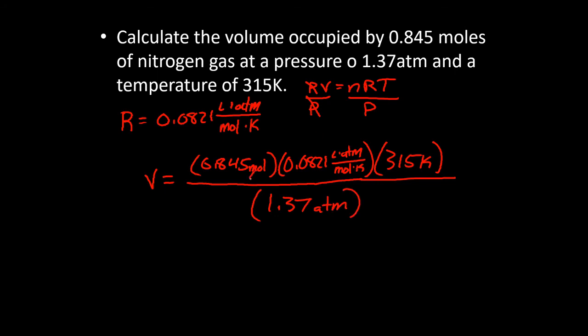Alright, if we check our units, moles cancel, Kelvin cancels, atmospheres cancel. So that leaves us with liters, which is good, because that's what we want for the volume. And so if we go ahead and do that math, 0.845 times 0.0821 times 315 divided by 1.37, that gives me 15.9, let's see, I get 3 sig figs, so actually it's 15.95, but with 3 sig figs that would be 16.0 liters.